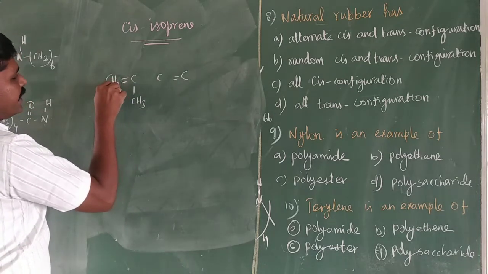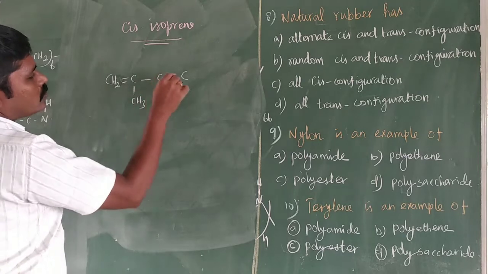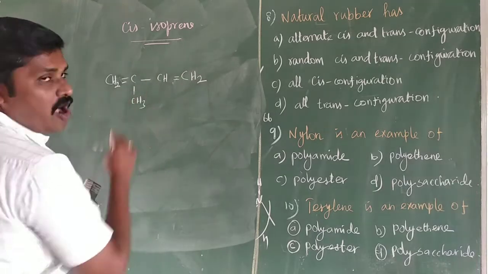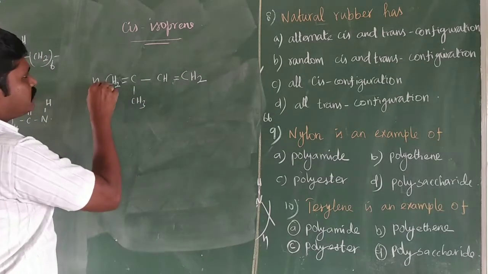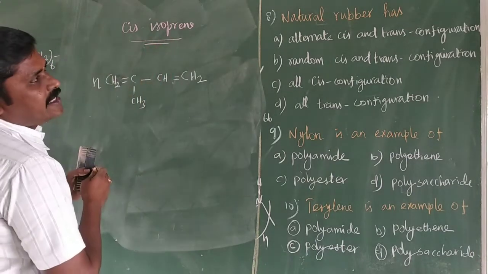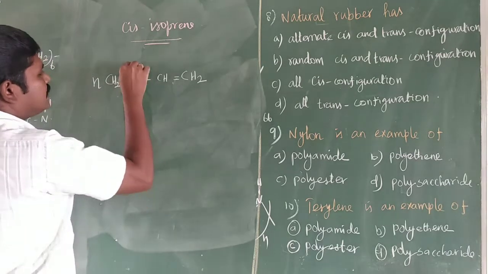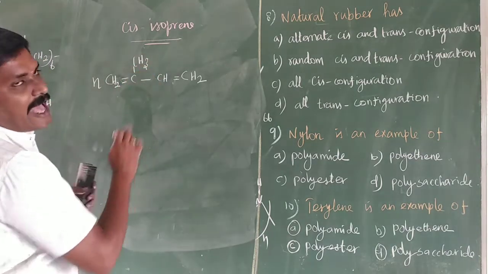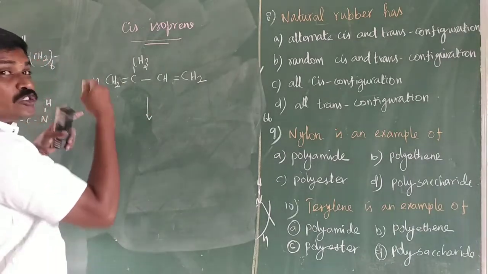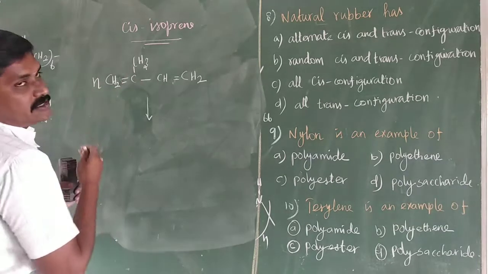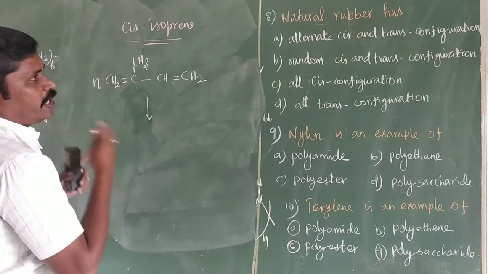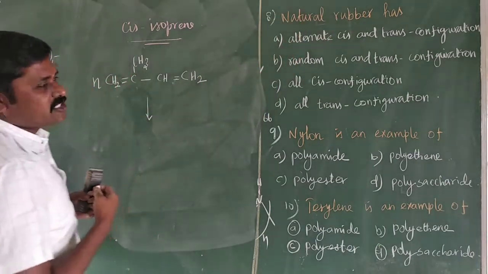So CH2, carbons 1, 2, 3, 4, with H2 on carbons 2 and 3, and the carbon has four valences. N times the monomeric unit of cis-isoprene is natural rubber. So a mixture of 1,000 monomeric units of cis isomers combined gives natural rubber.